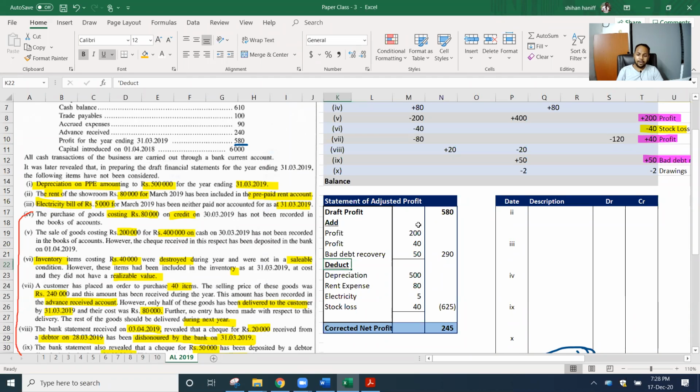So can't we add the net changes of the transactions with the draft profit? Yes, we can do that. Net change is 335. So that change you can add to the draft profit. So you get 245. That is also possible.